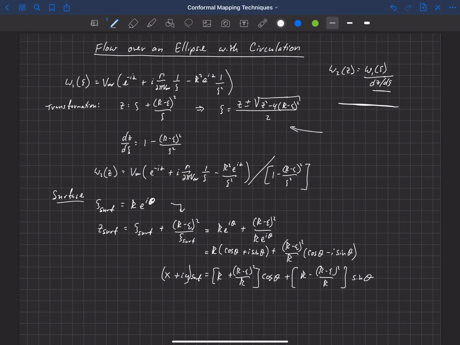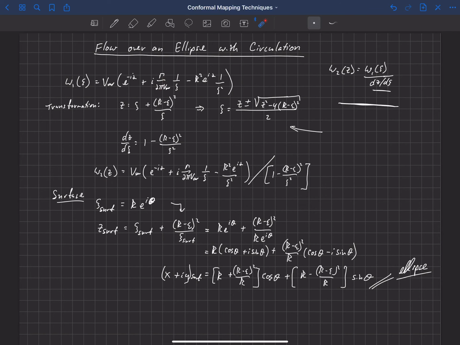So what we've done here is taken this circle and used this transformation from z to zeta, and we've come up with a surface that looks like an ellipse. And so the flow in this z plane is now the flow over an ellipse with circulation. We left the gamma in there, from flow over a cylinder with circulation. So this is now flow over an ellipse with circulation. Okay, so there's a couple new things here.